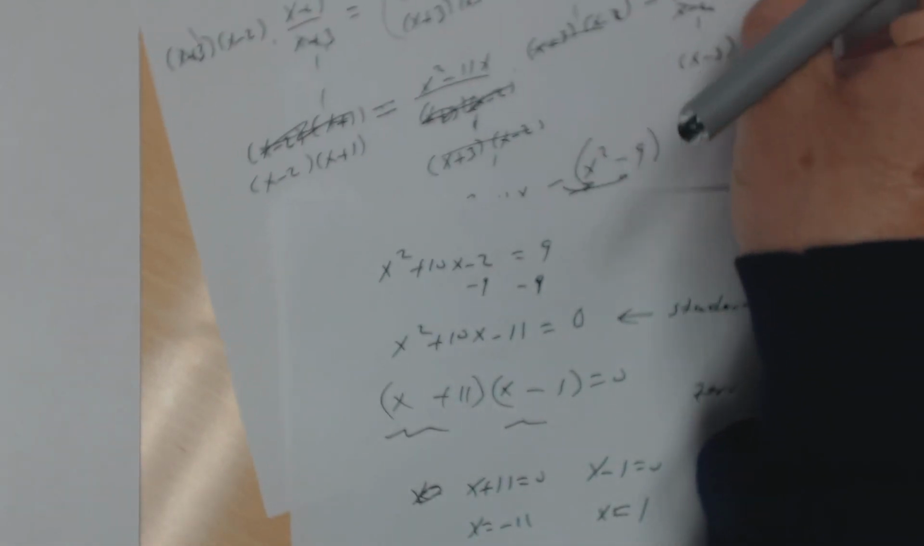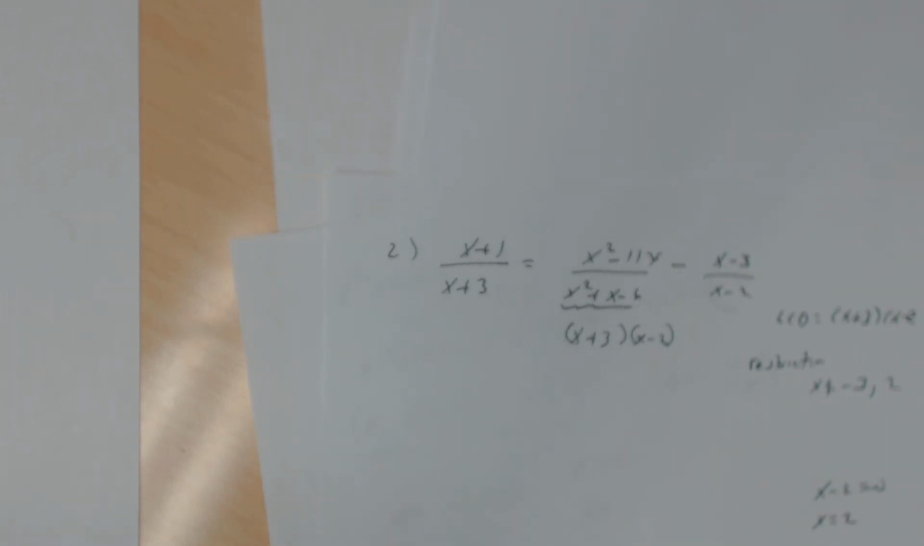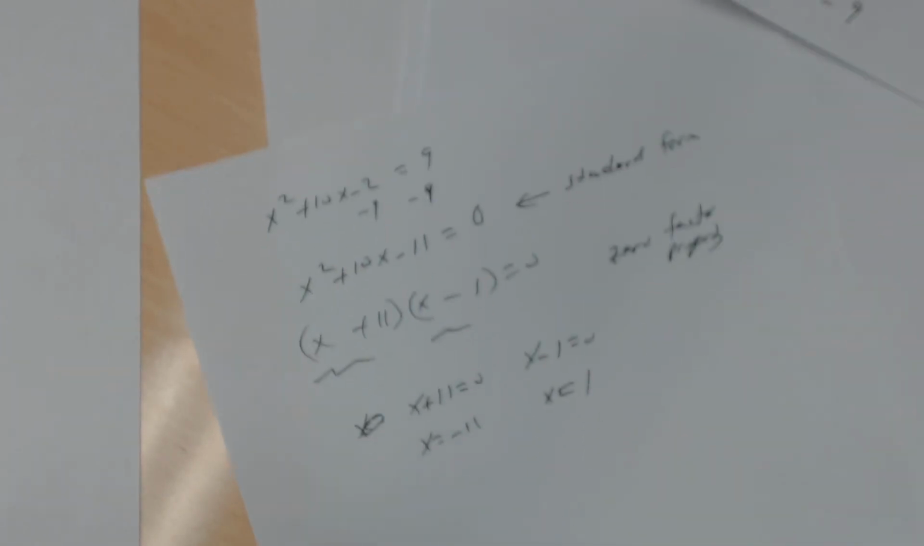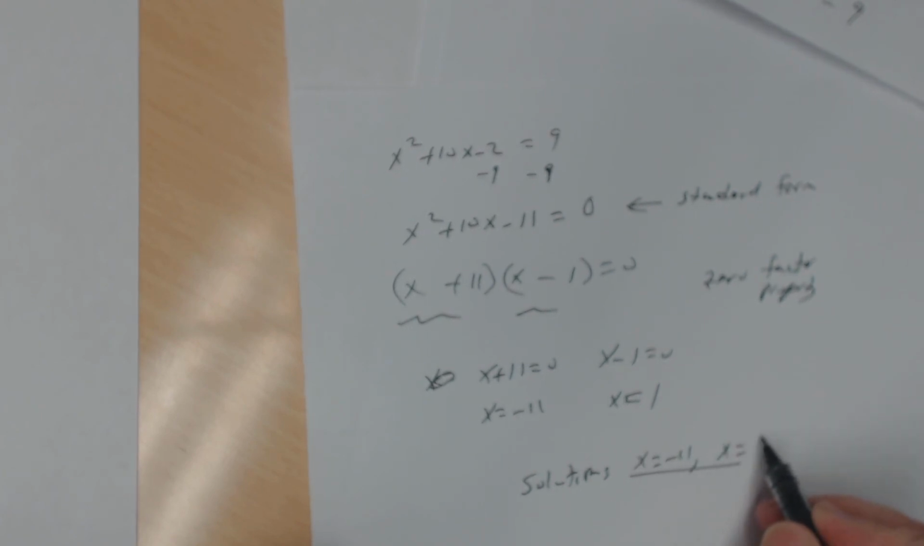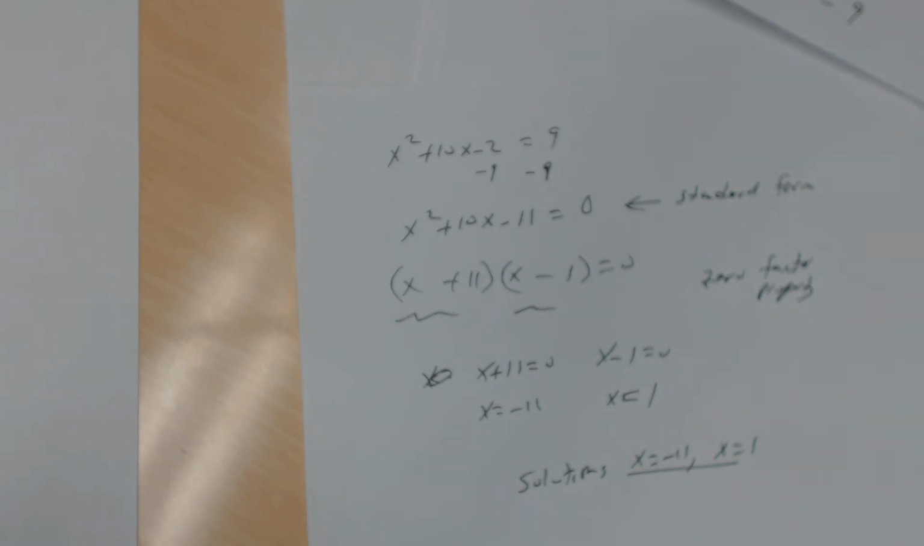All right, so none of those are your restrictions. Remember, your restrictions were negative 3 and 2. You didn't have any here. So those are your solutions. The solutions are x equals negative 11 and x equals 1. Okay?